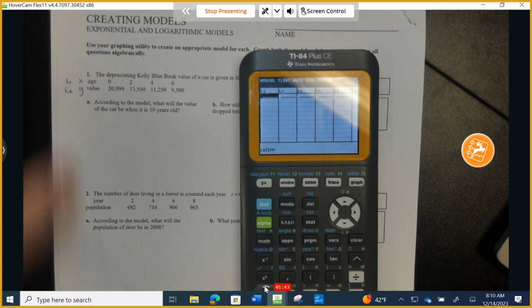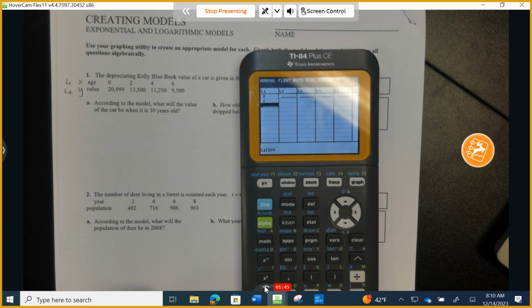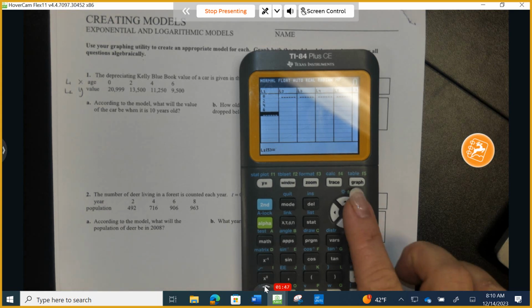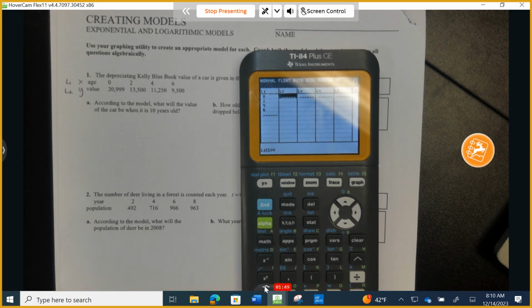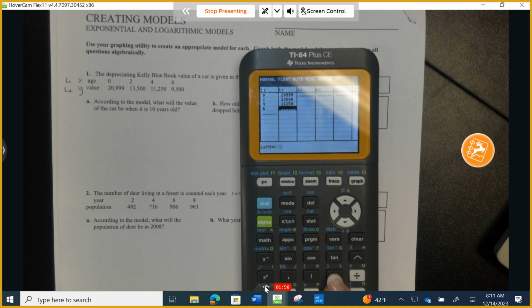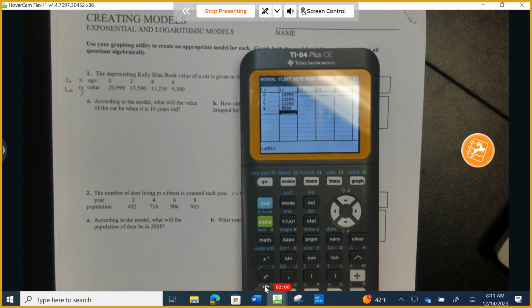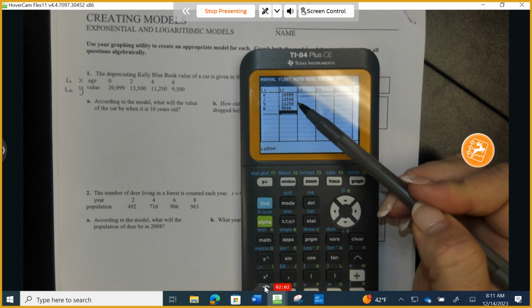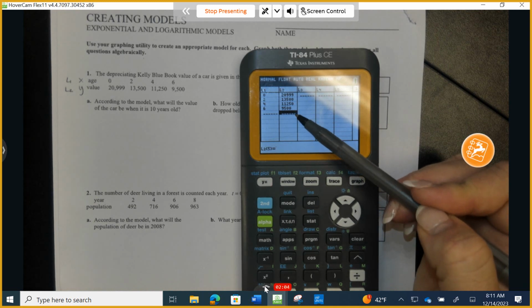Now, L1 again is our X's. So I have 0, 2, 4, and 6. And my value of the car is $20,999. And you can type them in accordingly. Now, I made a mistake earlier today, so I'm going to go back really quick just to ensure I did correctly plug these in.